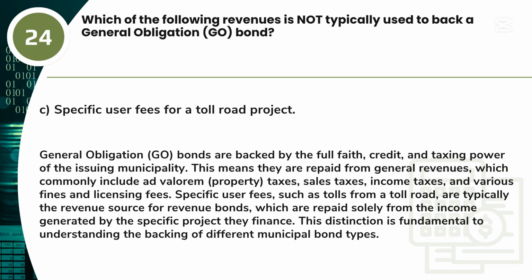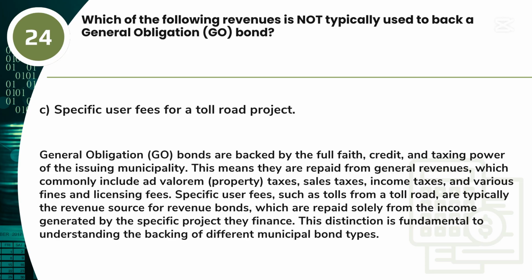Answer: C. Specific user fees for a toll road project. General obligation, GO, bonds are backed by the full faith, credit, and taxing power of the issuing municipality. This means they are repaid from general revenues, which commonly include ad valorem, property, taxes, sales taxes, income taxes, and various fines and licensing fees.